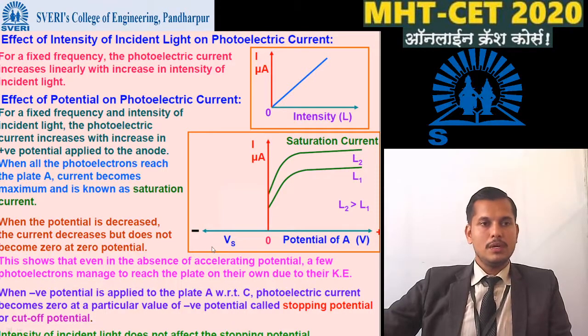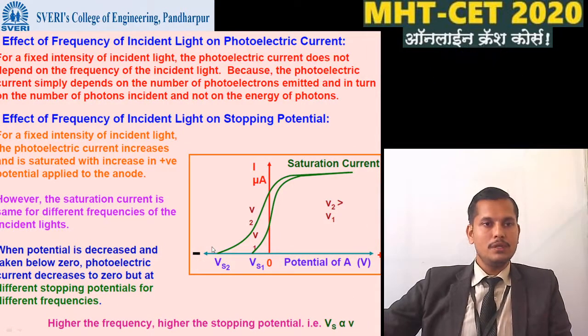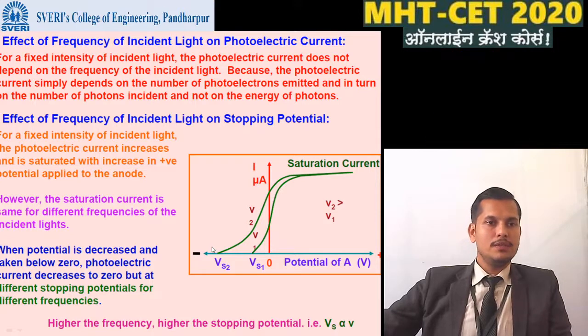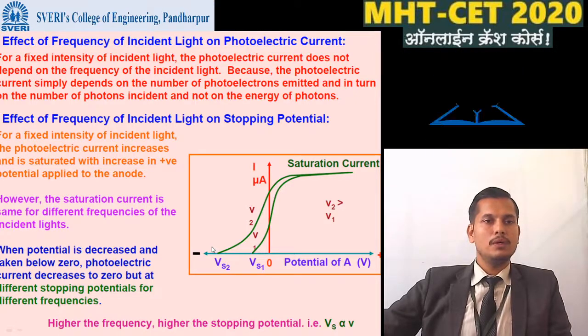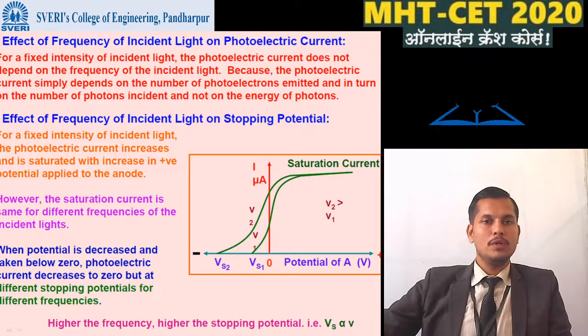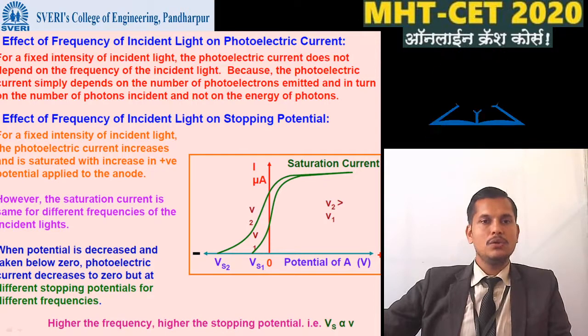Okay, so these are graphical representations. We can add another effect, that is the effect of frequency of incident light on photoelectric current. For a fixed intensity of incident light, the photoelectric current does not depend on the frequency of the incident light, because the photoelectric current simply depends on the number of photoelectrons emitted, and in turn on the number of photons incident, and not on the energy of the photon.